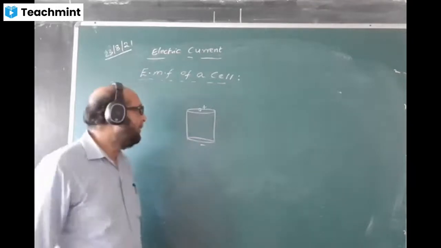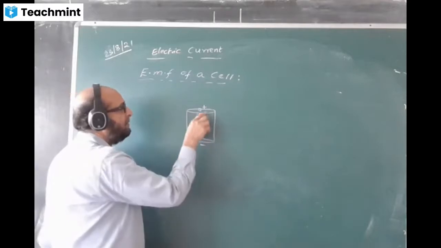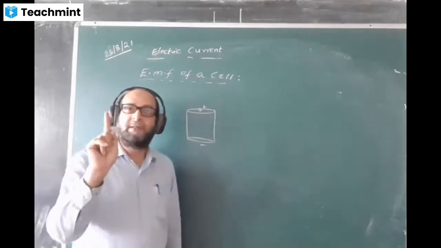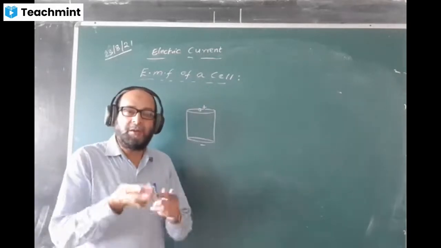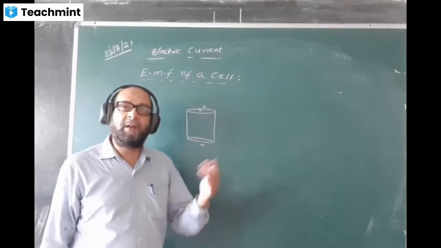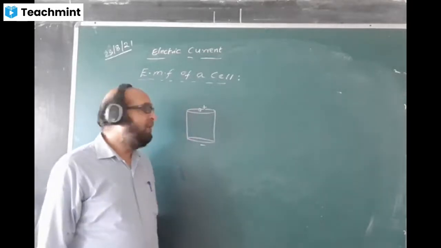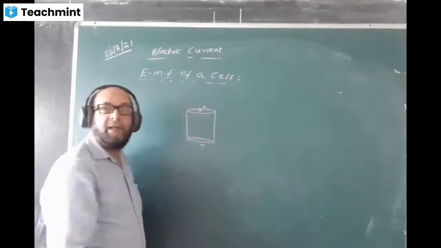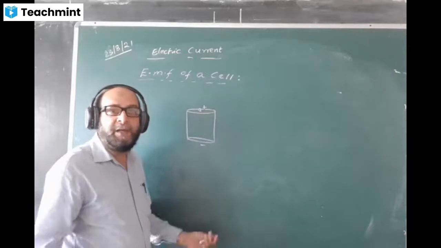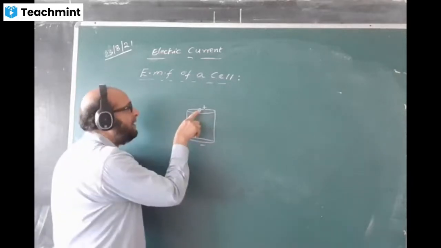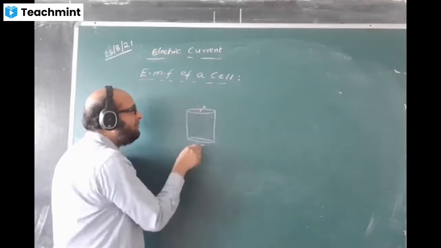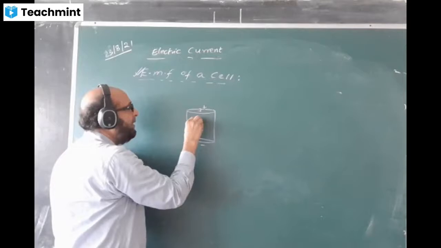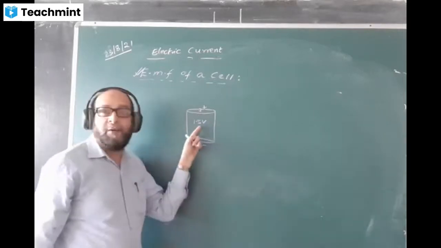Suppose we are having a cell. This side will be positive, this side is negative. I think you must have seen it, the pencil cell, which you use at home in the torch, in the remote. Nippo, Eveready, so many companies are there. When we are not using the cell, that is, we are not drawing any current from it, that time the potential difference or voltage between these two terminals will be called EMF.